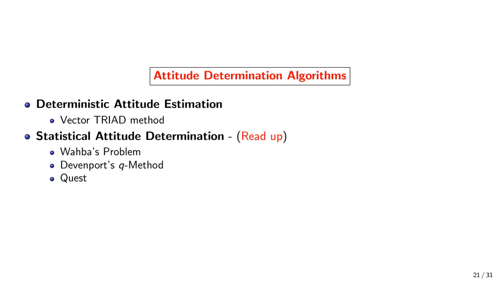So there are two basic algorithms. The one is deterministic and the other one is statistical. I would want us to just focus now in the class on deterministic attitude estimation. You can read up on statistical attitude determination. If you need much on that, I can also provide it. So let's look at deterministic attitude estimation.